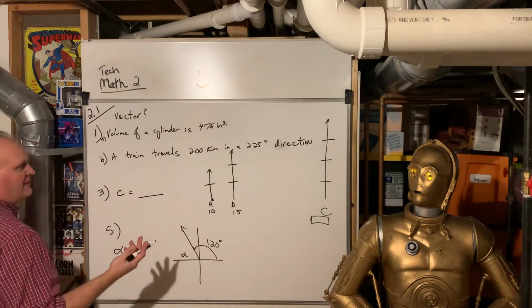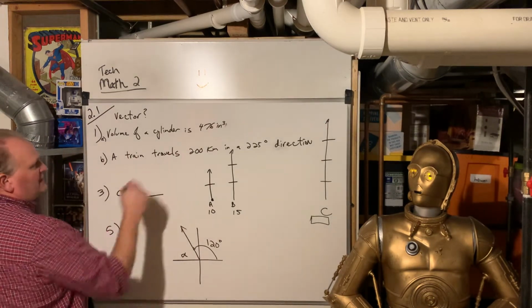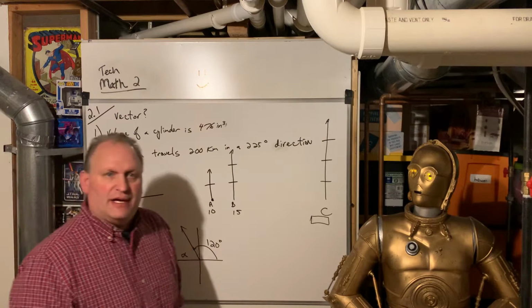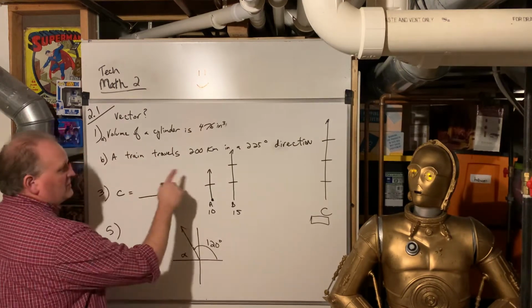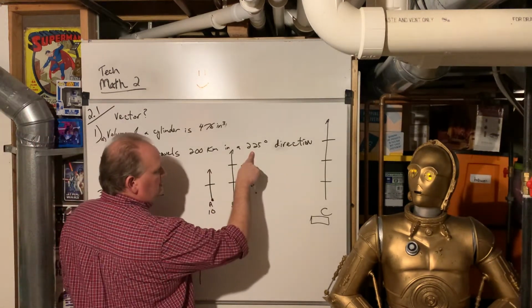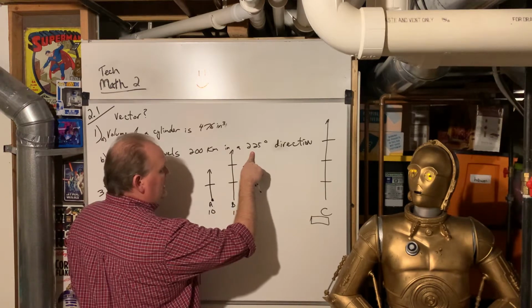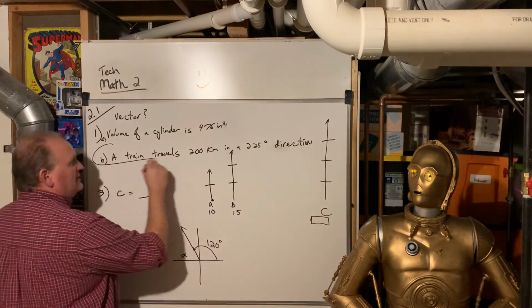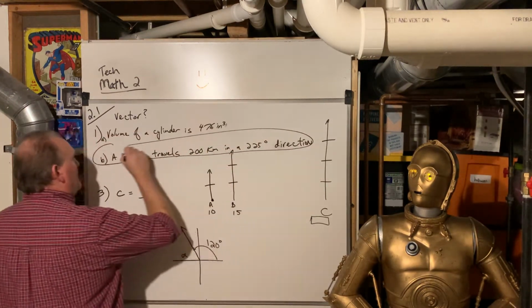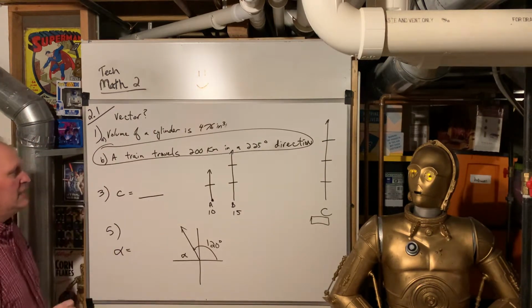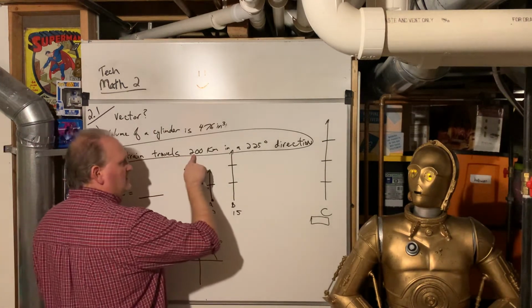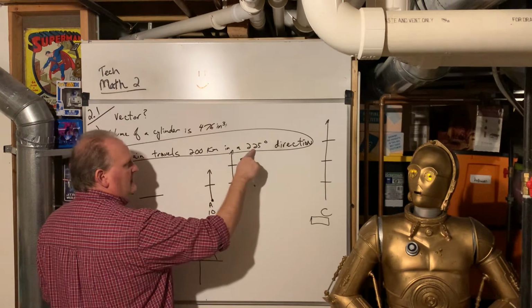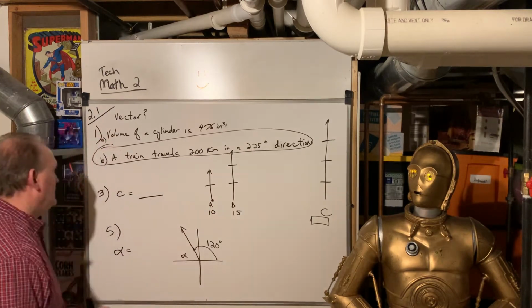So for number one, on page 66 in the red book, it says, which one of these is an example of a vector? Well, a volume of a cylinder, that wouldn't be a vector. That's a volume. But a train traveling 200 kilometers in a 225 degree direction, that would definitely be a vector. That's describing a vector, all right? Because we have a distance or a force being applied and an angle that it's going off on.